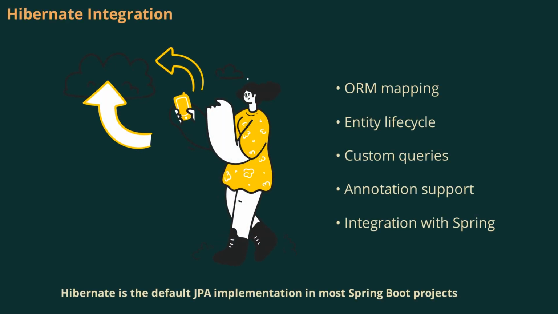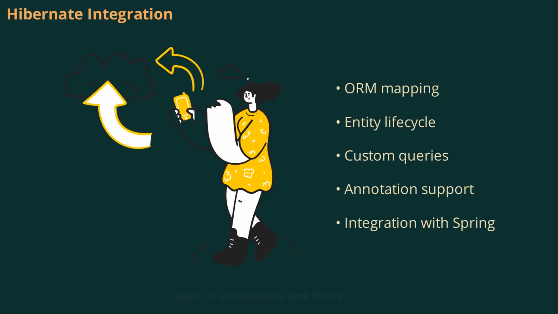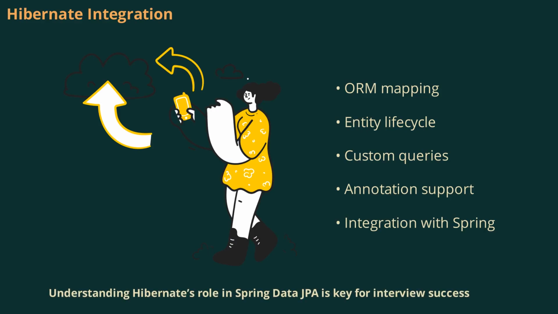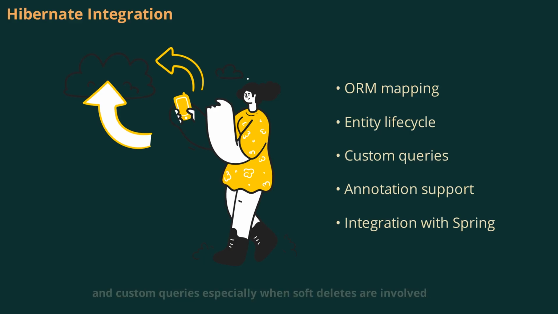Hibernate is the default JPA implementation in most Spring Boot projects. It offers advanced ORM capabilities, allowing developers to map Java objects to database tables. Soft deletes are often implemented using Hibernate-specific features, such as annotations and filters. Understanding Hibernate's role in Spring Data JPA is key for interview success. You'll need to explain how Hibernate handles entity states, lifecycle events, and custom queries, especially when soft deletes are involved.